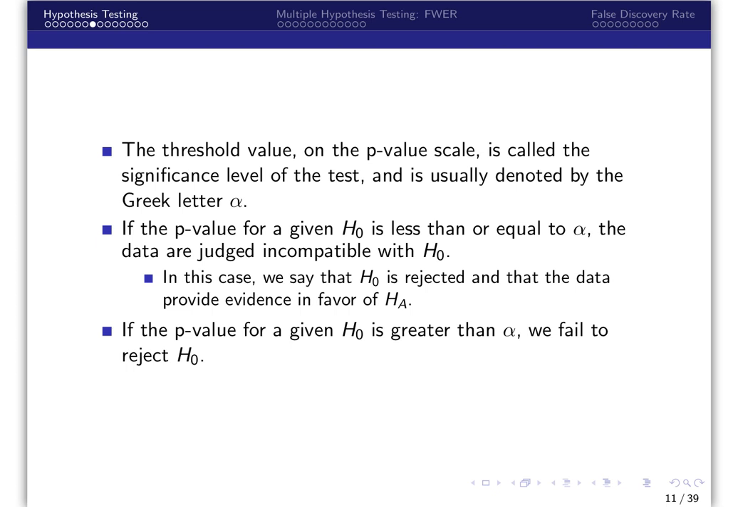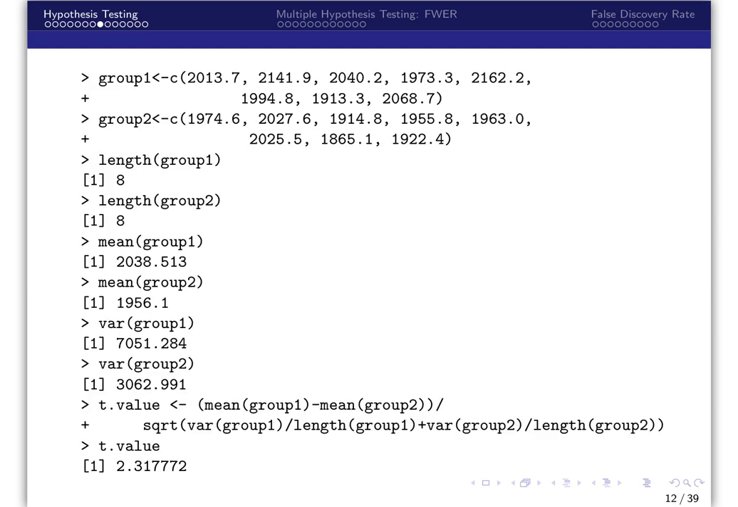A decision threshold, called the level of significance and denoted by the Greek letter alpha, is a pre-specified value on the 0-1 interval such that if the p-value is less than or equal to alpha, the null hypothesis is rejected and we conclude our data provide evidence in support of the alternative hypothesis. If the p-value is greater than alpha, we fail to reject the null hypothesis. Because the p-value is calculated assuming the null hypothesis is true, we cannot accept the null hypothesis.